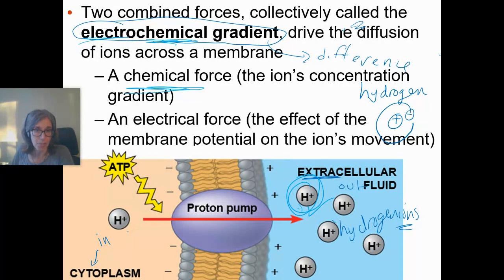So this is a different atom, really, than you have a different number of hydrogen ions here than you do here. That's a chemical difference. And then there's also an electrical difference because it's charged. So out here you tend to be positive, and in here you tend to be less positive, right? So an electrochemical gradient is a difference between the inside and the outside, both chemically because it's a different atom, and electrically because it's charged, it's an ion.